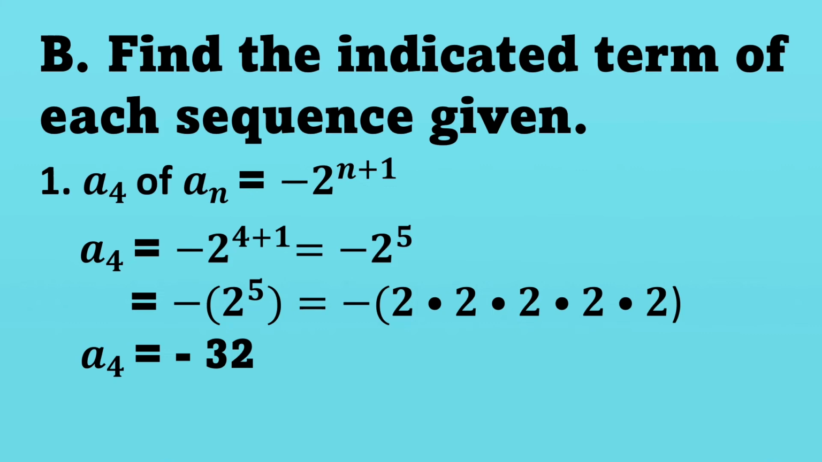On the next step of the solution, we use parentheses in order for you not to be confused, because the only term that is raised to 5 is only the term 2 but not the negative sign. So 2 raised to 5 means multiplying 2 by itself 5 times. So the next step is negative quantity 2 times 2, 4 times 2, 8 times 2, 16 times 2, 32. So a sub 4 equals negative 32.